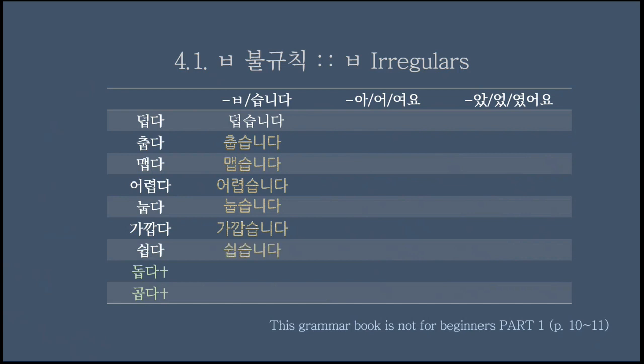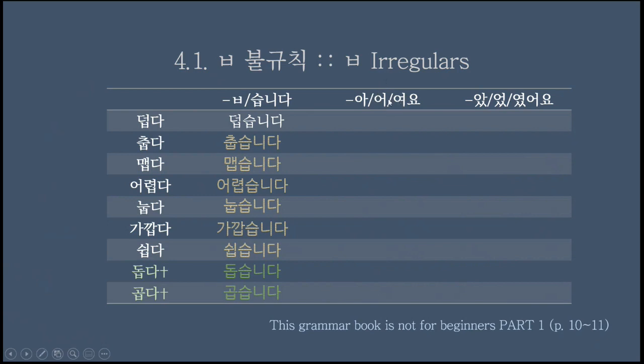쉽다. 쉽습니다. Something is easy. 돕다. 돕습니다. Here, still regular. I help someone else. 곱다. 곱습니다. Something is fine. Something is beautiful. Okay.